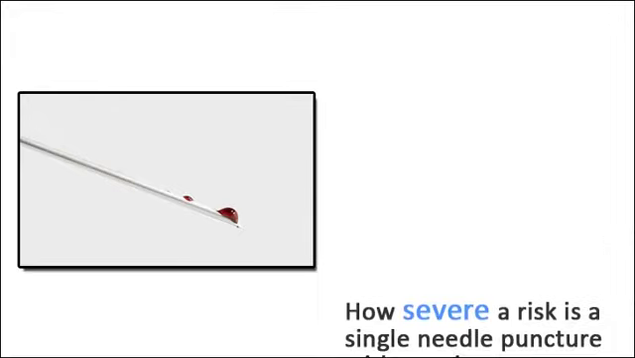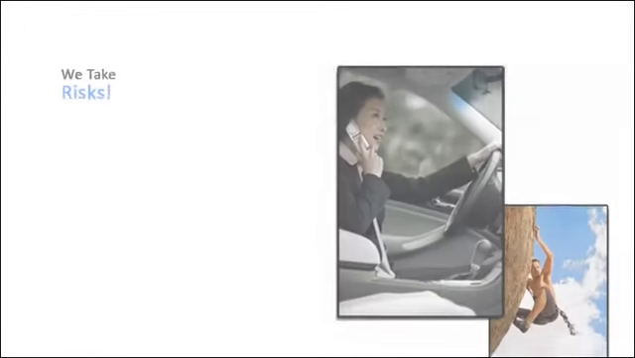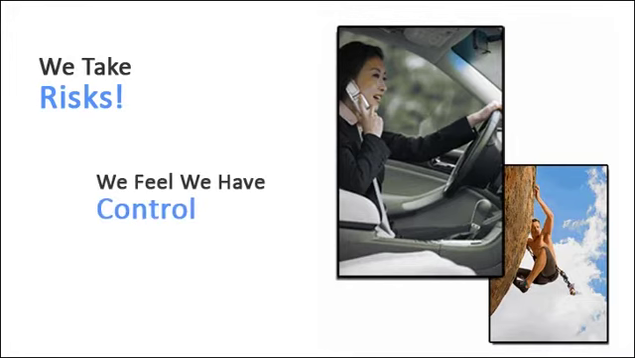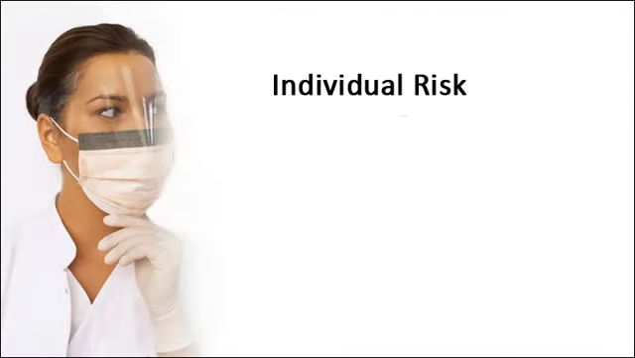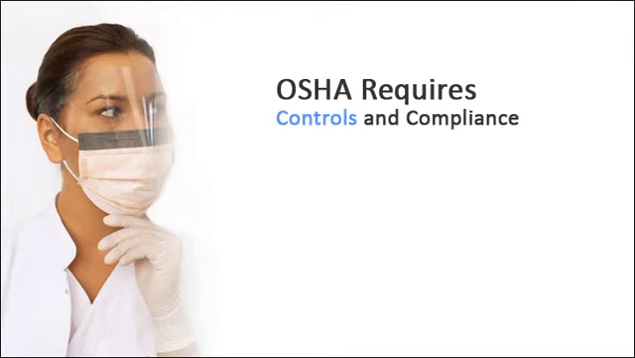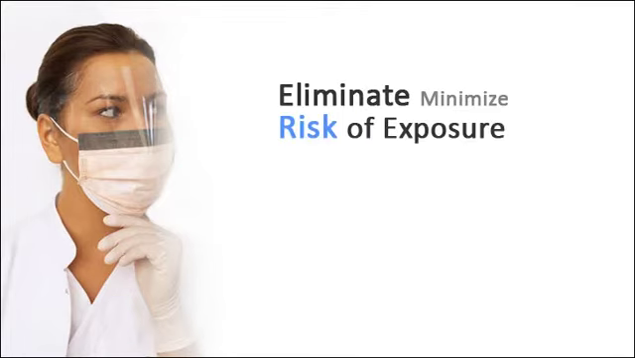For example, how severe a risk is a single needle puncture with a syringe containing blood contaminated with hepatitis virus? Well, life is full of risks. We take many of these risks every day driving a car, engaging in sports, or traveling. We may feel we have individual control over these risks, so they're acceptable to us. However, in the workplace, individual acceptance of risk is not part of OSHA's rules. OSHA requires that controls and compliance methods be put in place by employers and followed by employees in order to eliminate or minimize risk of exposure.